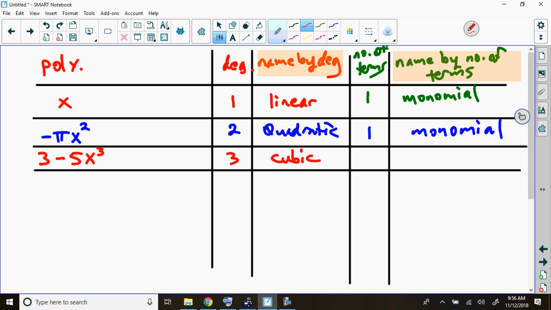So there's 2 terms here, and a bicycle falls over because it's too tired. And binomials have 2 terms. Binomials have 2 terms.